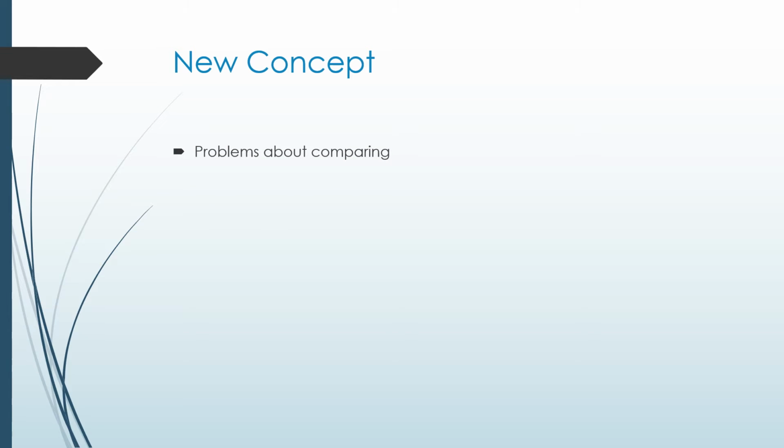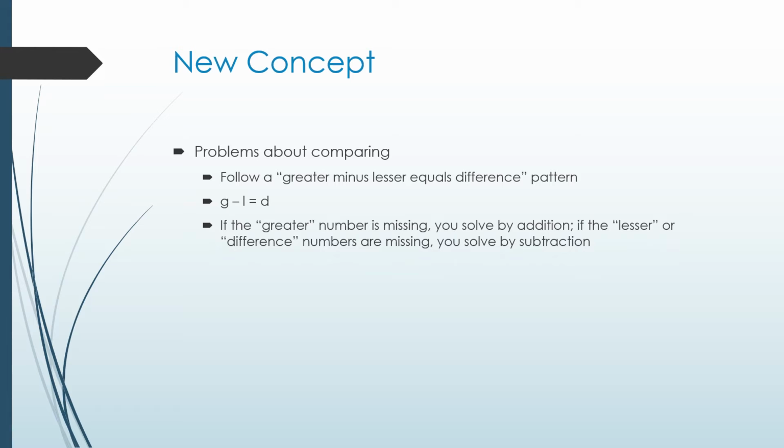So first we're going to talk about problems about comparing. These problems follow a greater minus lesser equals difference pattern. So we'll show it with variables here, our letters. And if the greater number is missing, so that's this first number, you're going to solve by adding. If the lesser or the difference numbers are missing in your problem, you're going to solve by subtracting the other two numbers you're given.